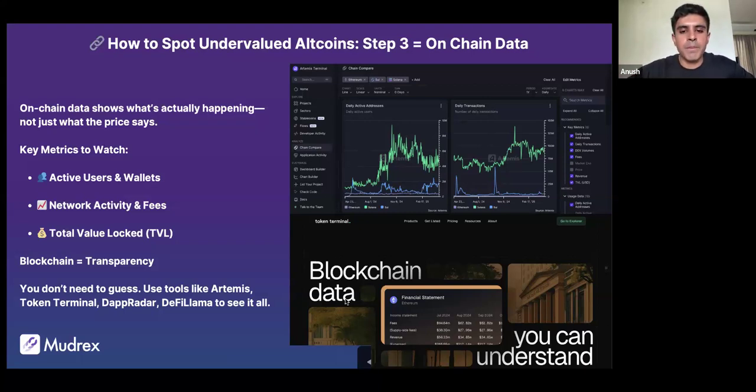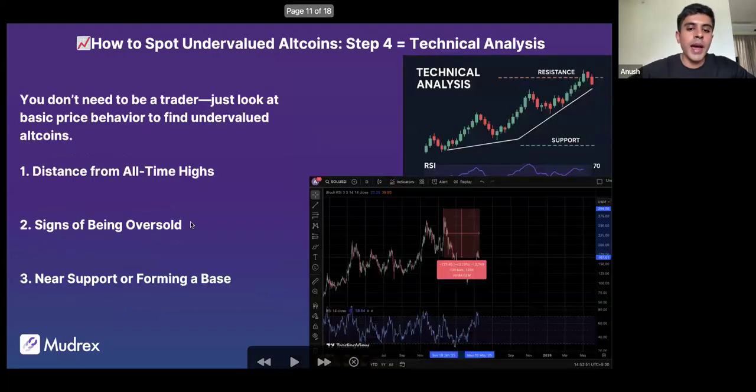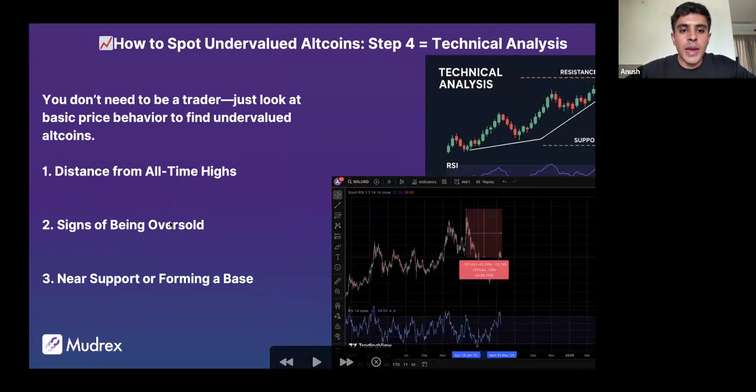All right, cool. Now that we have on-chain out of the way, I will go ahead with the last homework that you all have to do before actually giving you the list of altcoins that are on my radar. Last one is technical analysis. We've covered a lot so far, fundamentals, tokenomics, on-chain. Now let's get on to this final piece of the puzzle.